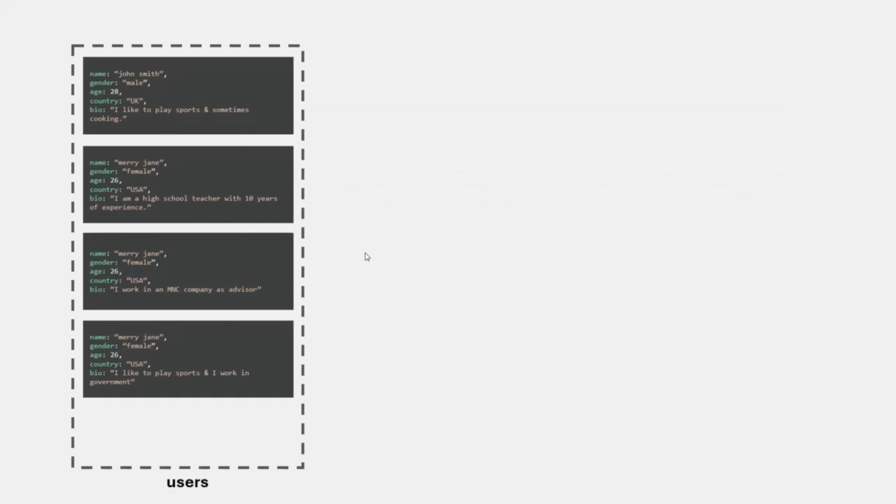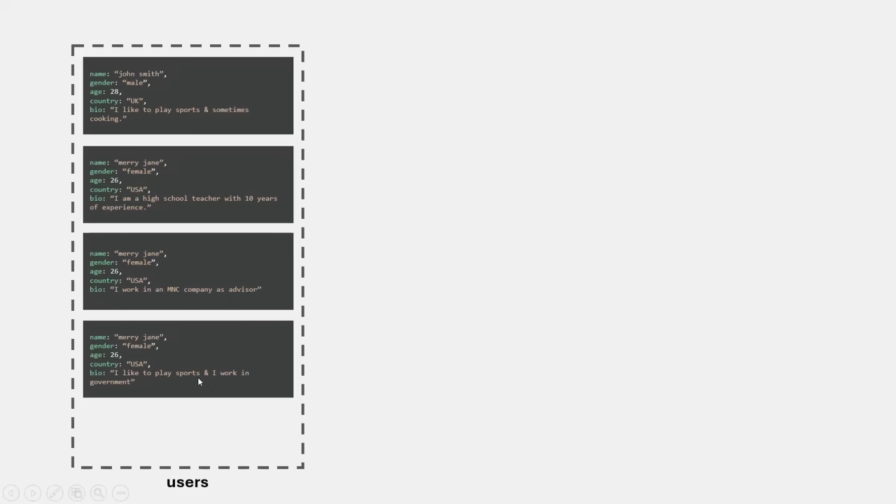So for example, let's say we have this users collection. In this users collection, we have some user documents. In each user document, we have name, age, gender, and country fields. And we also have this bio field, which stores a string value. We have this bio field for all the documents. Now, what if we want to search for all those user documents where the bio field contains the value sports? For that, we can create a text index on the bio field of the users collection.